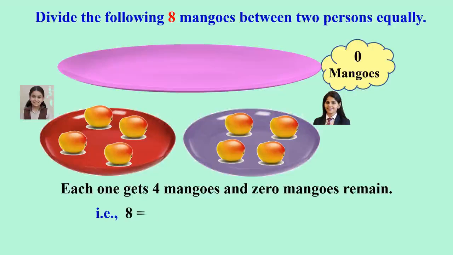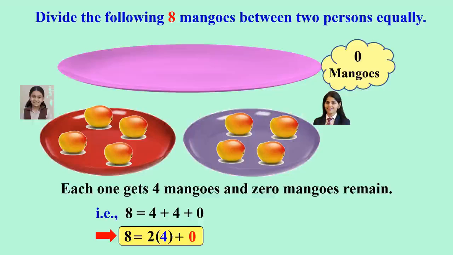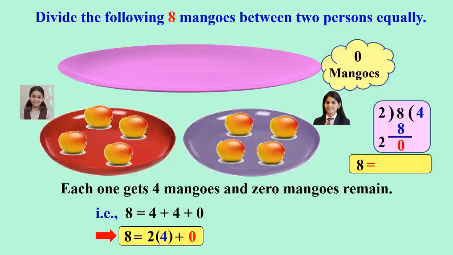That is 8 is equal to 4 plus 4 plus 0. 8 is equal to 2 times 4 plus 0. General division, divide 8 by 2. 2 fours are 8. 8 minus 8 is 0. 0 is the remainder. We can also write this as 2 times 4 plus 0. In both cases 8 is equal to 2 times 4 plus 0, where 0 is the remainder.